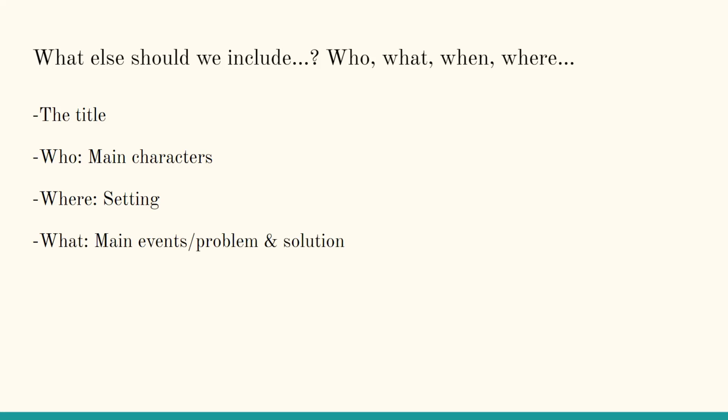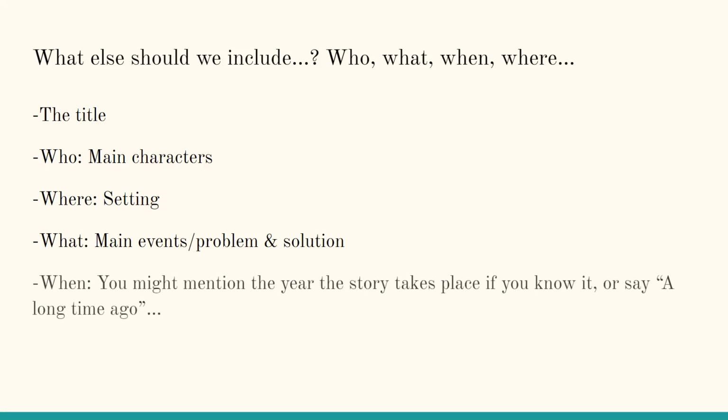What? I need to know the main events and the problem and solution, okay? So I need to know the big things that happen, the problem that's going on, and how the problem was solved. And when? You might mention the year the story takes place if you know it. Or if it already happened, you might say a long time ago. It just depends on the story that you're summarizing. If it's happening right now, you might say something about it being recent, okay?